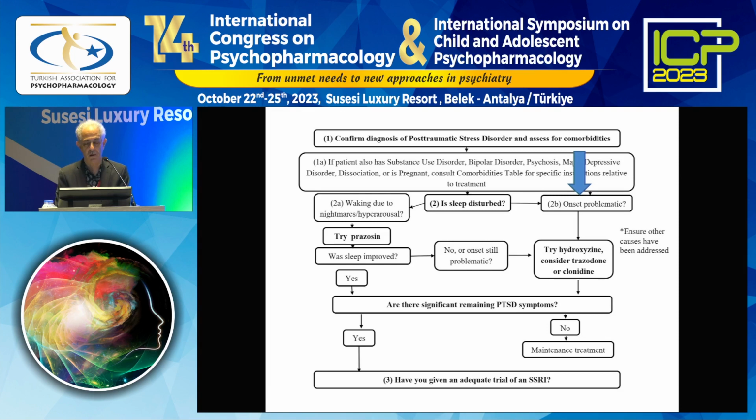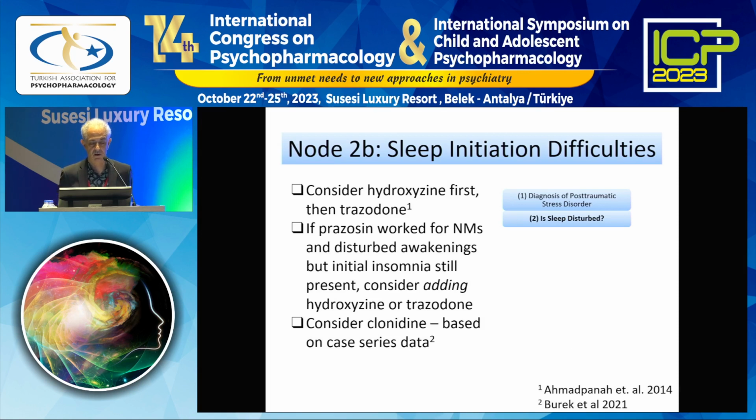So first of all, what if they don't have nightmares, disturbed awakenings, night terrors? The only problem is they have trouble falling asleep. What do we recommend then? Well, our first line choices, when you need something to get you over the hump and getting you to sleep, is hydroxyzine first and then trazodone second.